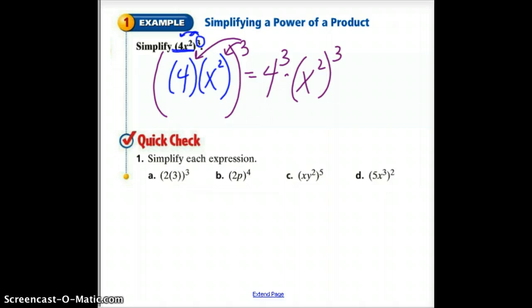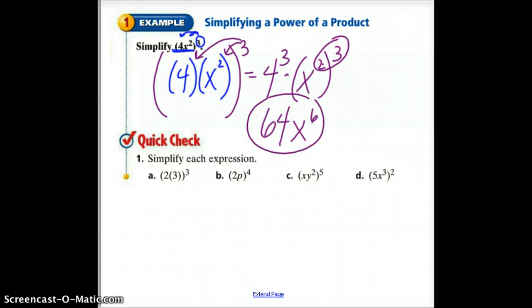Now I can finish simplifying. 4 to the third is 64. X squared to the third power, that's a power to a power. I'm going to multiply those exponents. X to the 6th.